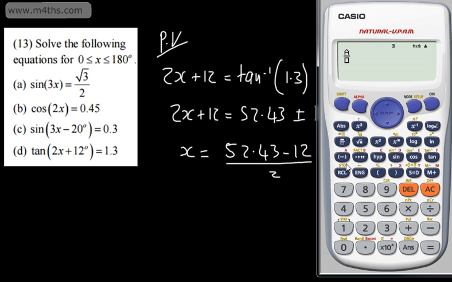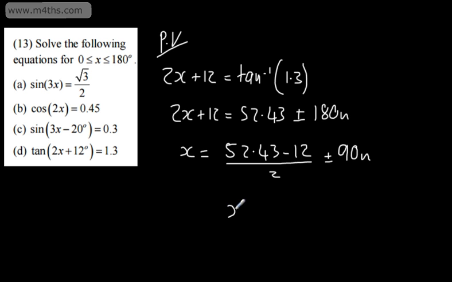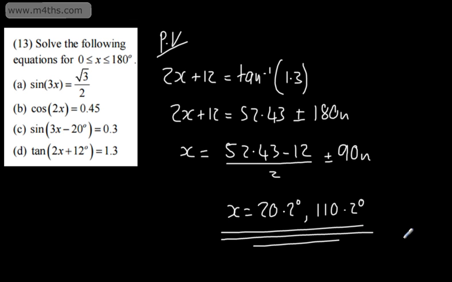So what we'll do is A minus the 12 and we will divide this by 2, and that is going to give me 20.2 to one decimal place. So x is going to be equal to 20.2 degrees. We're now going to add a multiple of 90, so that's going to give me 110.2 degrees, and then any more will take us outside the interval. So nice and straightforward, we're just going ahead and using this particular format.